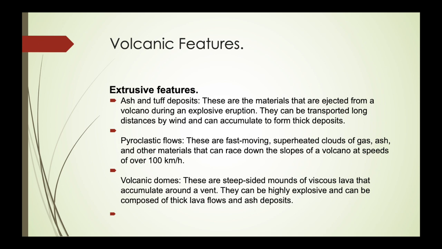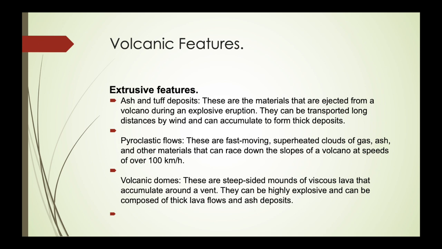Ash and tuff deposits. These are the materials that are ejected from a volcano during an explosive eruption. They can be transported long distances by wind and can accumulate to form thick deposits. Pyroclastic flows. These are fast-moving, superheated clouds of gas, ash, and other materials that can race down the slopes of a volcano at speeds of over 100 kilometers per hour.